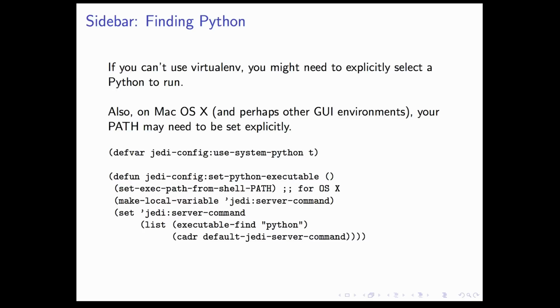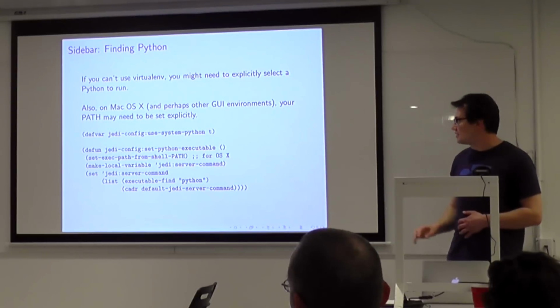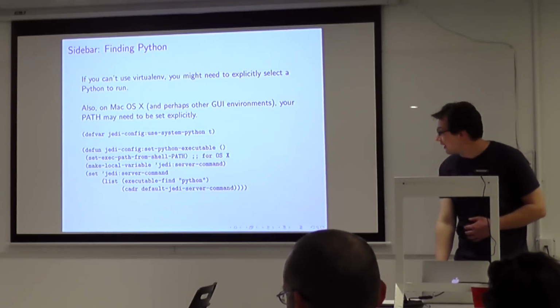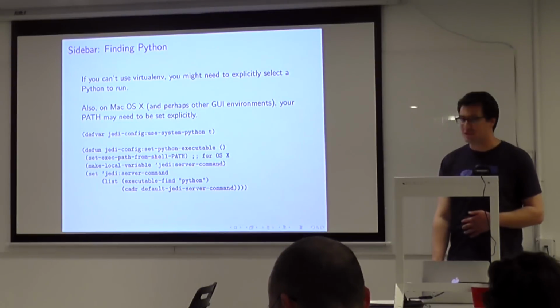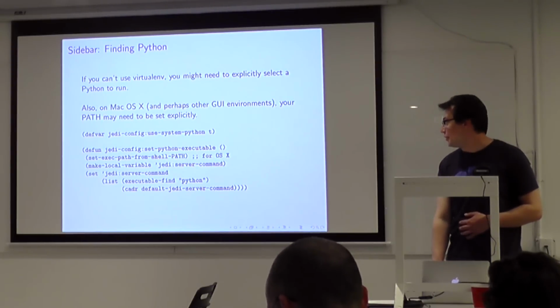First of all, it's this set Python executable function. For Mac OS X, you actually need to use this function that's defined in the init.py file that basically takes the path environment variable for the shell and makes it available to Emacs. Again, it's a corner case. More details are online. And if you Google that, you'll get a helpful Stack Overflow answer that will tell you much of what you need to know.